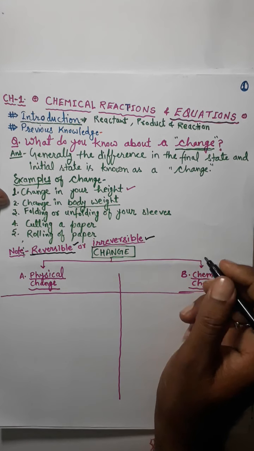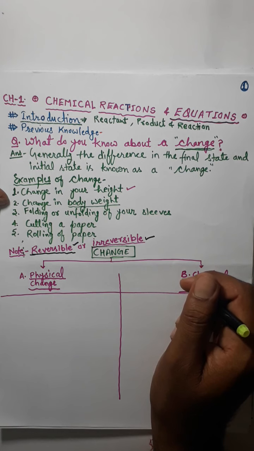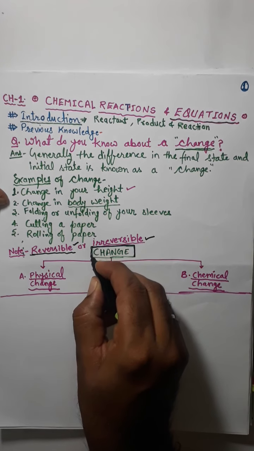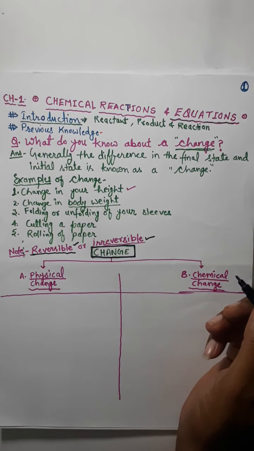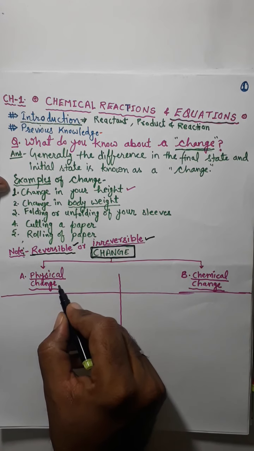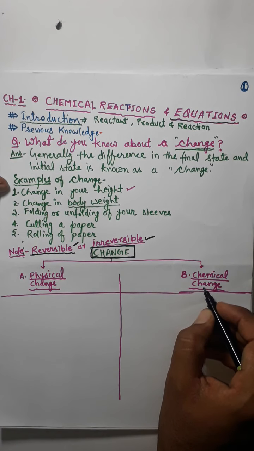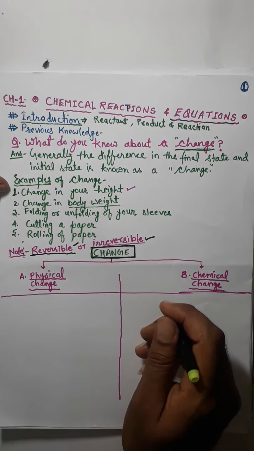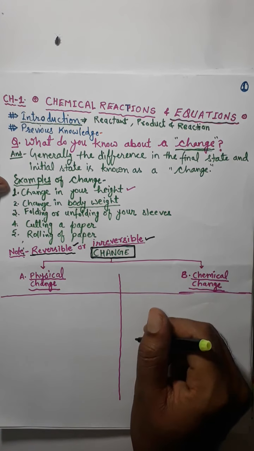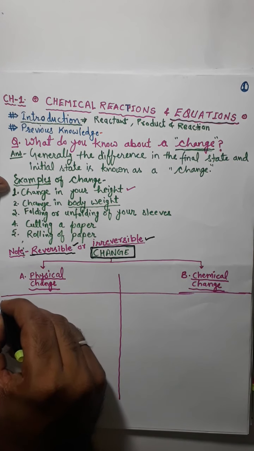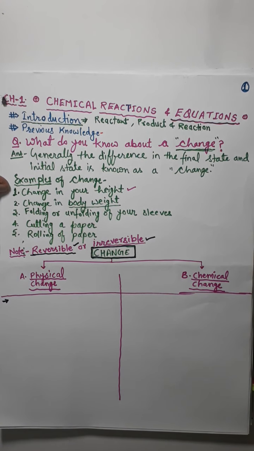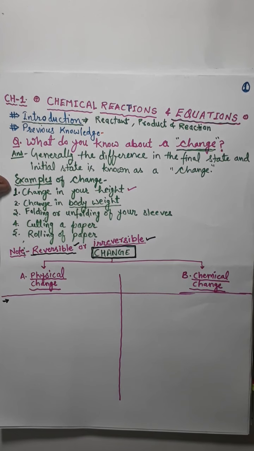Okay, now come to the point, types of change. We have classified change into two types, physical change and chemical change. So first we should define physical change. What is called physical change, or what is the definition of physical change?